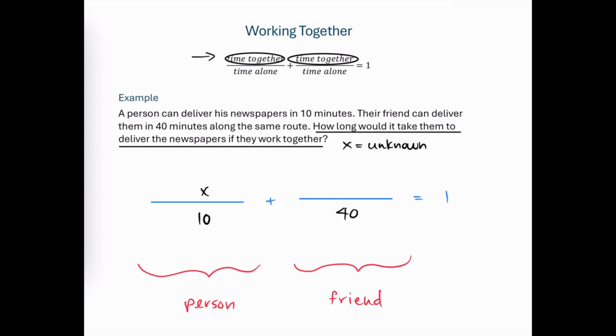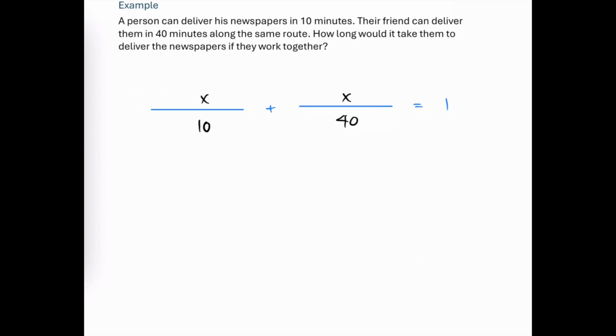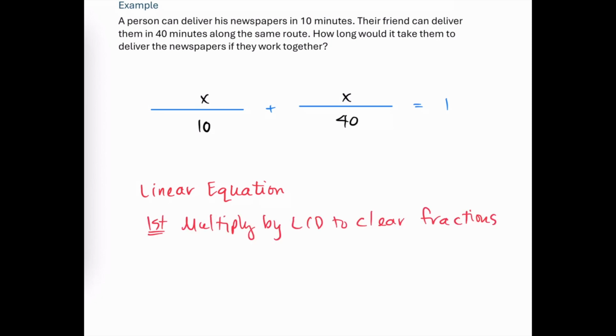So we don't know how much time it takes them to work together, and that x is going to go into the numerator of both fractions. Now let's notice that because of the position of the x in the numerator of the fraction, this equation is actually a linear equation. However, we can still multiply both sides by the LCD in order to clear the fractions, which will make our computation a little easier. So let's do that first.